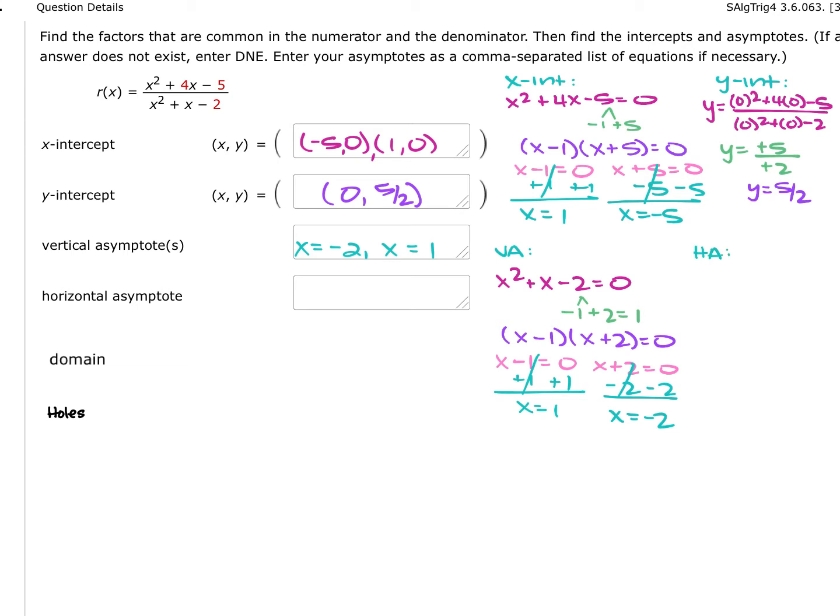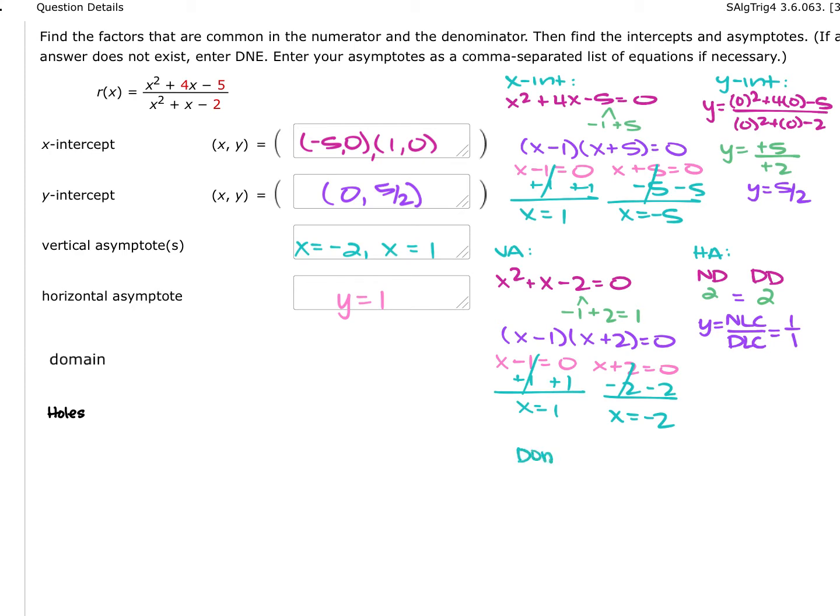For your horizontal asymptotes, we're going to compare your numerator's degree with the denominator's degree. The degree of your numerator is 2. The degree of the denominator is 2. These two 2's are equal to one another, so we're going to take the leading coefficient from the numerator. Y is equal to the numerator's leading coefficient over the denominator's leading coefficient, which will give us 1 over 1. So that's just y is equal to 1.